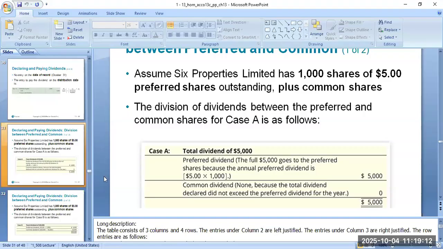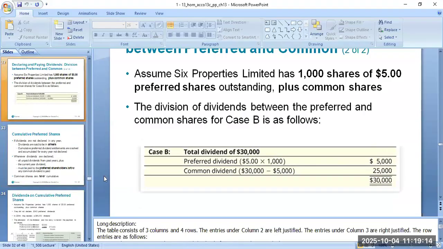Now let's see the second scenario. The company declares a $30,000 dividend. In that case, preferred shares still get their $5 per share, in total $5,000. But in this case, there's something left. How much is left? $25,000. Who's going to get the $25,000? The common shares.